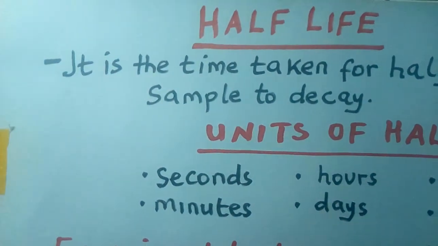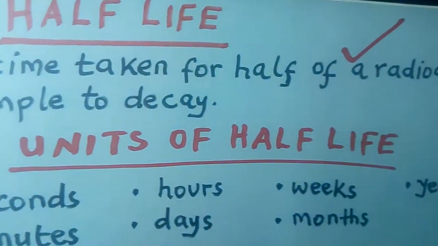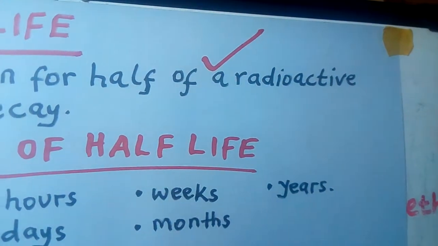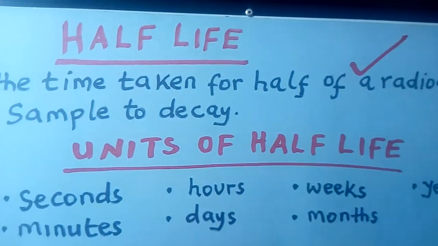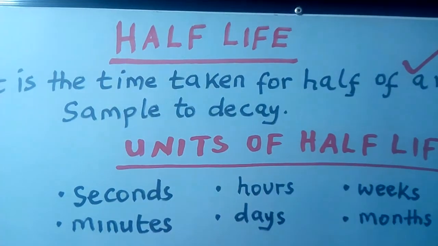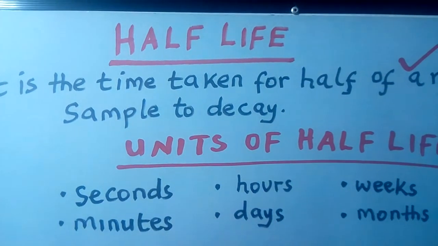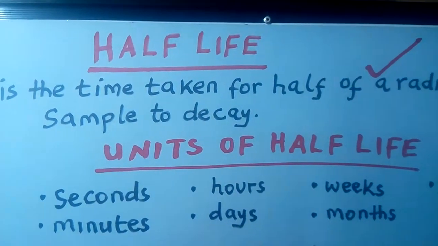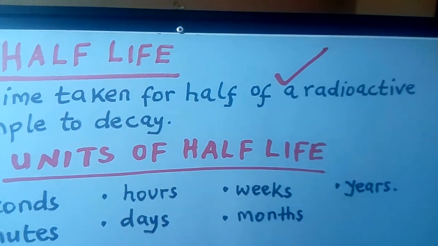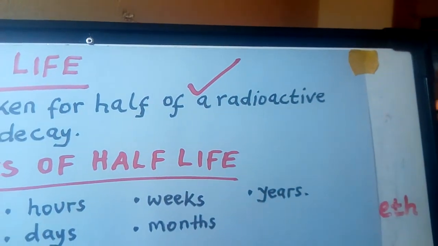Half-life simply means time. Half-life is the time taken for half of a radioactive sample to decay. The time taken for half of a radioactive sample to decay. So if I have a radioactive sample, it means maybe a certain mass of a radioactive element. Maybe I have 32 grams of a radioactive sample. What is a half of 32 grams? It is 16 grams. So I monitor the time.